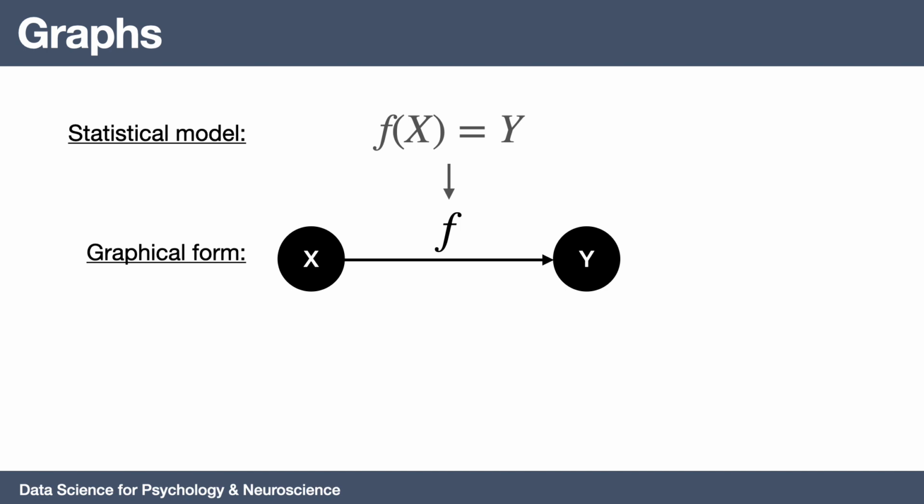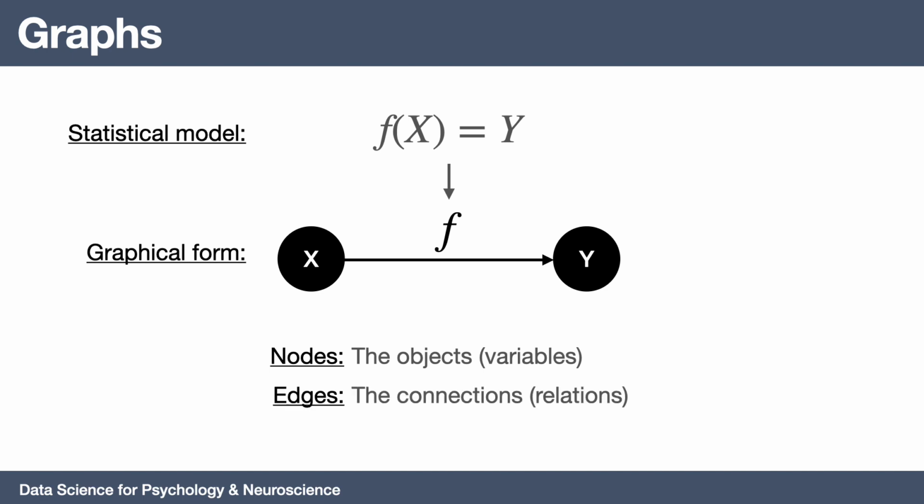This is a graph. A graph is really just a mathematical object that describes a set of relations based on two properties. Nodes, which are the objects in a graph. In this case, they're the variables, X and Y. And edges, the connections between nodes, that set of relations. F, in this case, let's say it's a regression model, defines the nature of the relationship. But when you're trying to visualize them in a graphical form, you simply compress that functional relationship to a line.